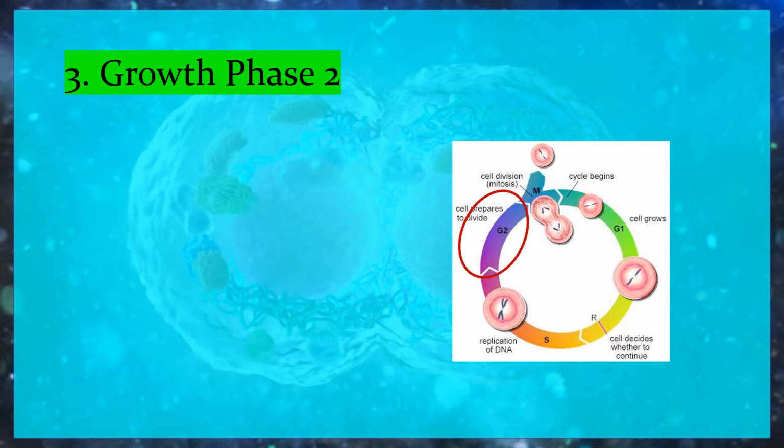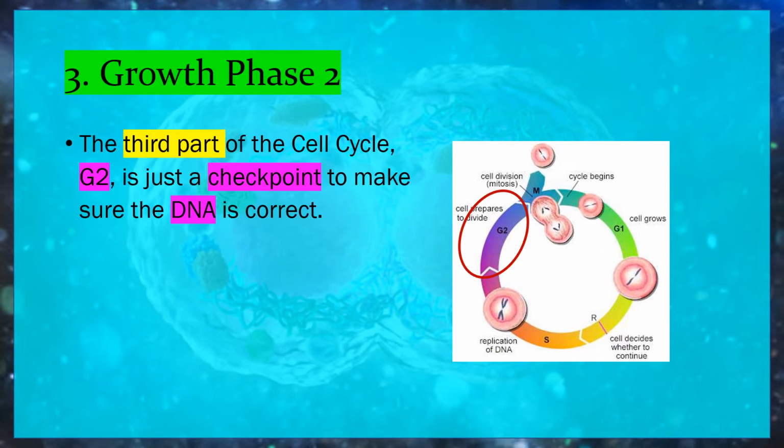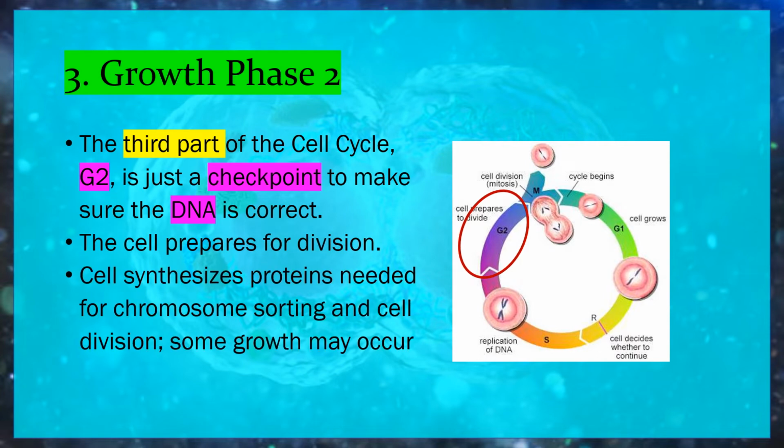In growth phase 2, or G2, the third part of the cell cycle, this is just a checkpoint to make sure that the DNA that replicated in the S phase was correct. Here, the cell itself prepares for division. The cell synthesizes proteins needed for chromosome sorting and cell division, and some growth may occur here.